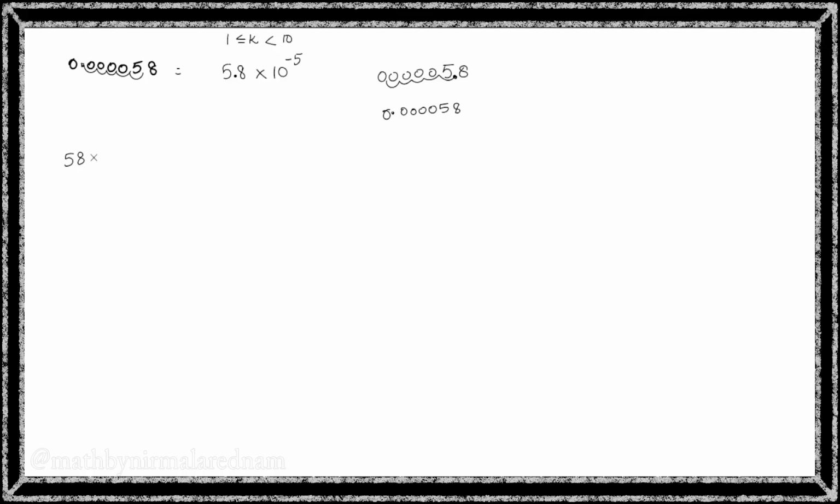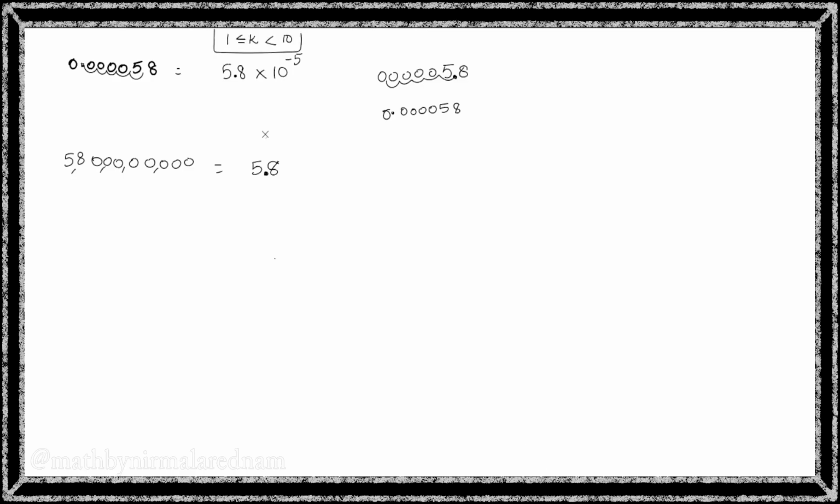Next, if I have, for example, a very large number like 58,00,00,00,000, then what is the standard form? Again, it's going to be 5.8. It can't be 58 because 58 is greater than 10. It can't be 0.58 because it's less than 1. Like I said, in the standard form, k has to lie between 1 and 10.